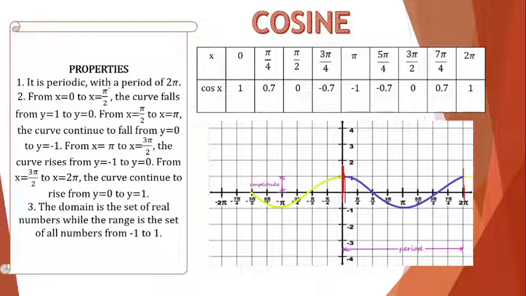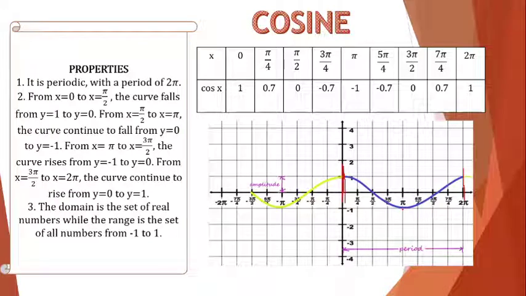So, from 0 to x is equal to pi over 2, the curve falls from 1 to 0. Okay, nagsimula. Tandaan na. So, next, from pi over 2 to pi, the curve continues to fall, from 0 to negative 1. Kasi pababa, bumaba ulit. So, 1, 0, negative 1. So, baba lang yan.